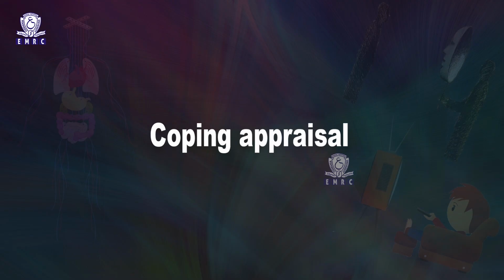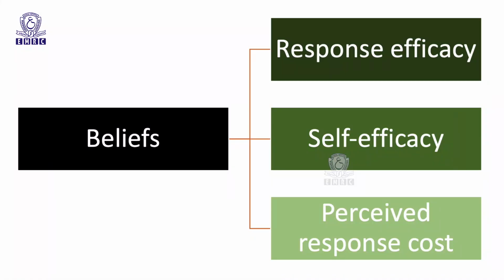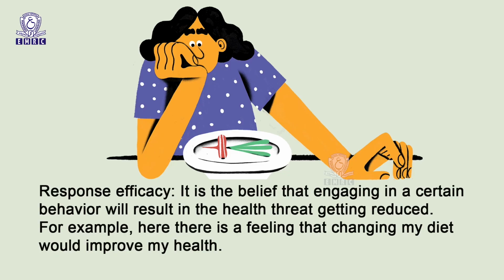Then we talk about coping appraisal. Here one evaluates the various factors that are likely to ensure that one engages in a recommended response that is preventive in nature. For example, changing a diet. There are three sets of beliefs involved here. First one is response efficacy. It is a belief that engaging in a certain behavior will result in the health threat getting reduced.